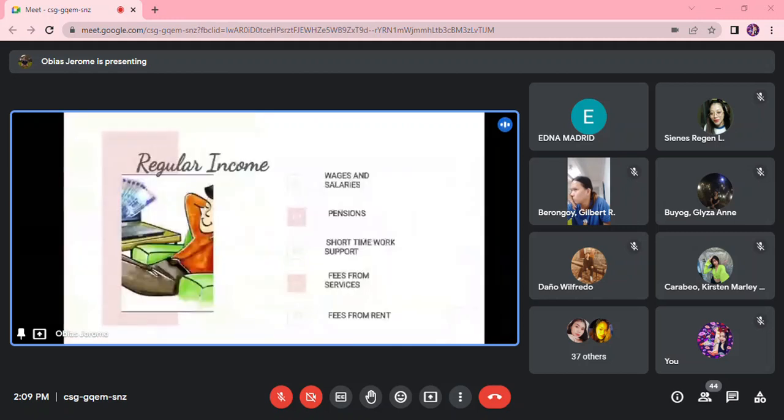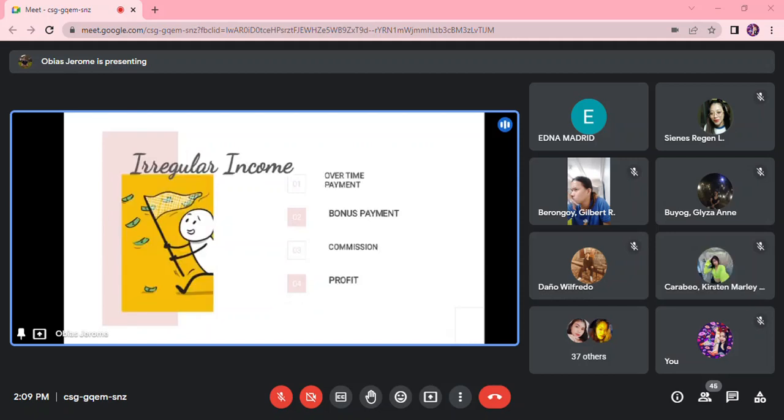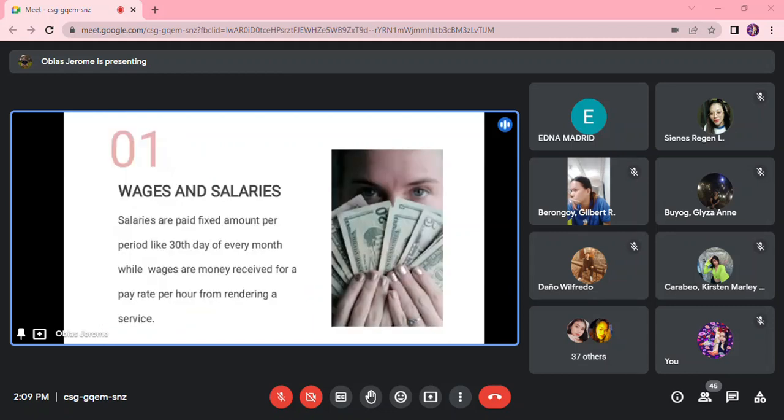Okay, ito yung mga example ng regular income. Nandiyan yung mga wages, salaries, pensions, short-term work support, fees from services, and fees from rent. Sa irregular income naman meron tayong overtime payment, bonus payment, commission, and profit. So, una is yung wages and salaries. Salaries are paid an amount per year, paid on a day of every month. While wages are paid for a period, per hour, as revenue and salaries.